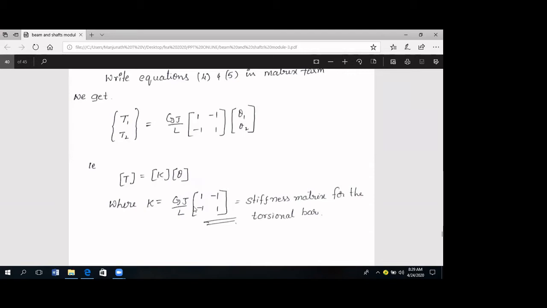The same matrix we also got for the axial members. Only the term GJ is replaced by AE. The equation is similar to the axial members, only in place of AE it is replaced by GJ. So this is the stiffness matrix which is used to find the elemental stiffness matrix in the torsional bar or the torsional shafts.